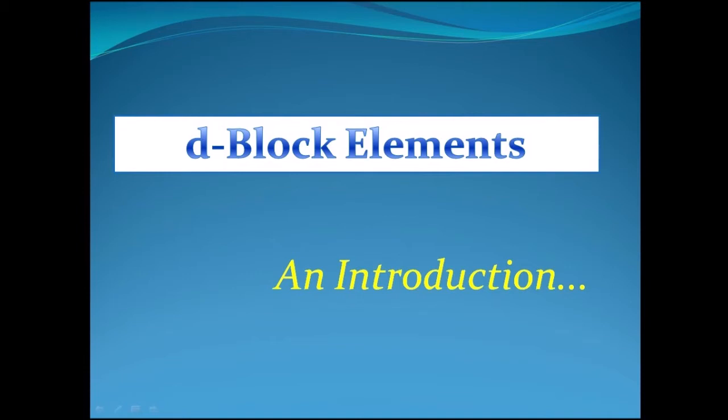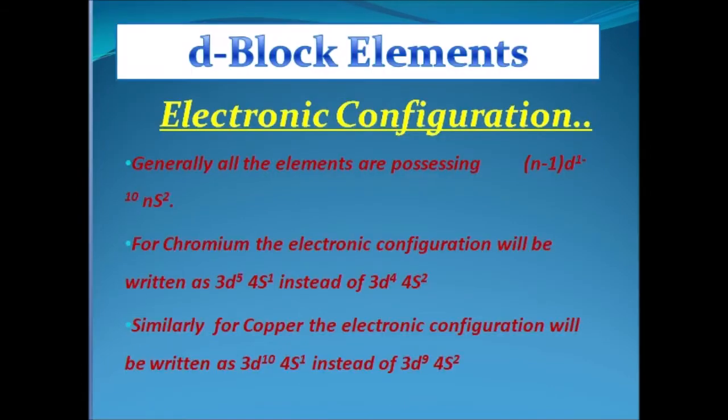Then let us come to the variable oxidation state. The general electronic configuration of the D block elements is d1 to 10. For all the D block elements, the s electron configuration is 2, therefore it is generalized as (n minus 1)d and ns2, where n means principal quantum number. So from scandium to zinc, the electronic configuration will be 3d1 to 10 and 4s2.